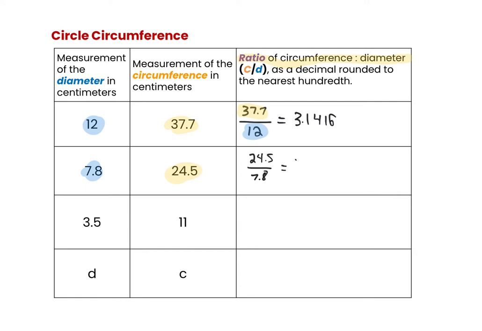Another example, if we have a circle whose diameter is 7.8 and its circumference is 24.5, we end up with that ratio of 3.1410. One more example, we've got diameter of 3.5, circumference of 11, which comes out to 3.1428. What we're really getting to is we can repeat this over and over, and we find that the ratio of circumference divided by diameter is actually pi.